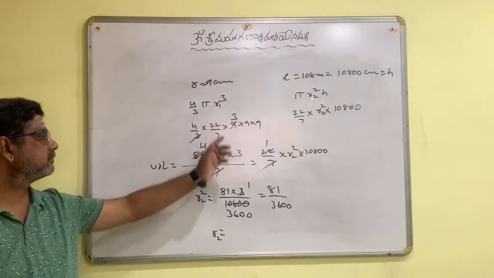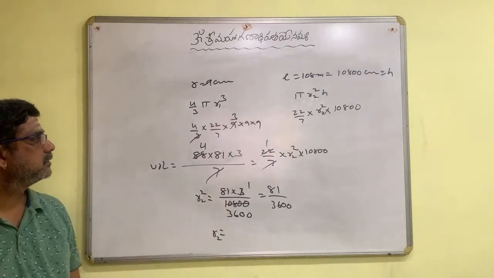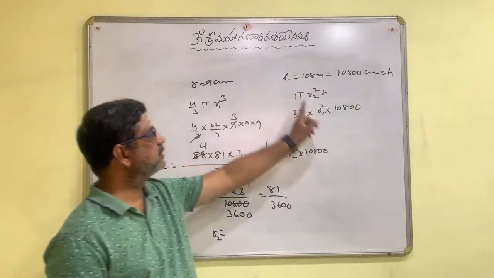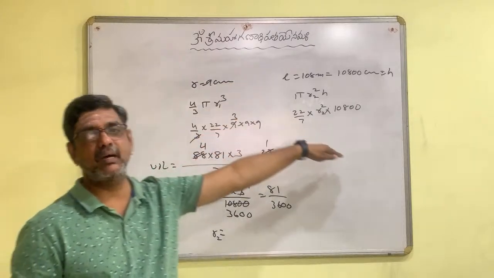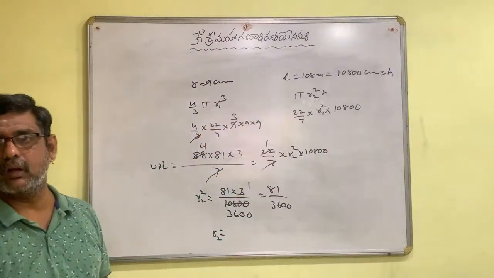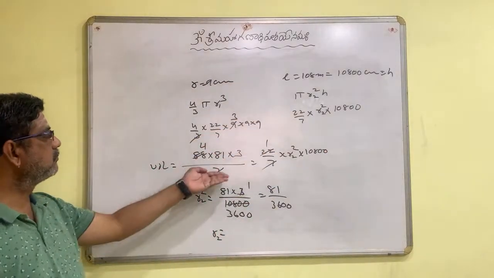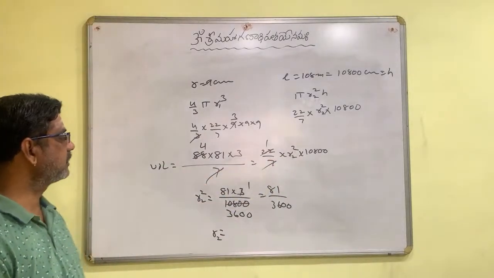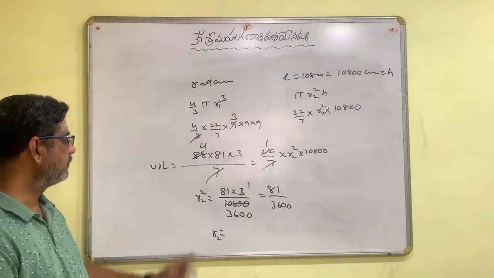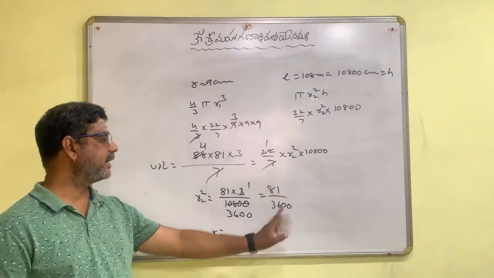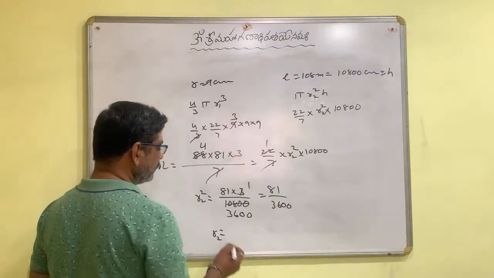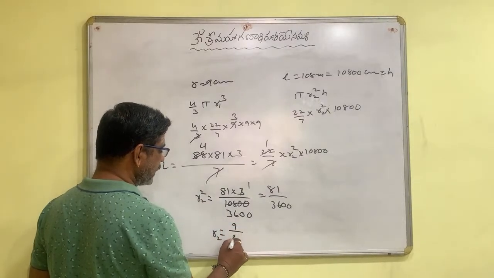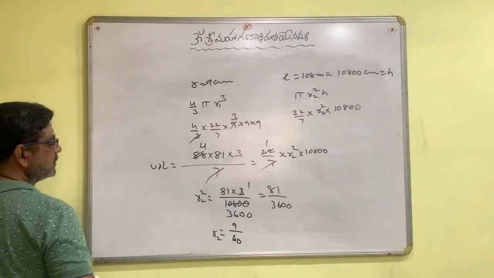Volume of sphere is this much and volume of cylinder is this much. Since a sphere is melted and formed into a cylinder, volumes are equal. So volume of sphere is equal to volume of cylinder. After simplification, we got R2 square is equal to 81 by 3600. So then R2 is equal to 9 by 60.